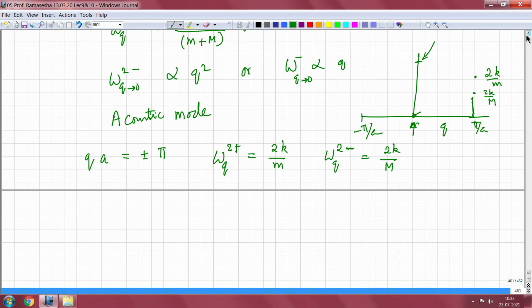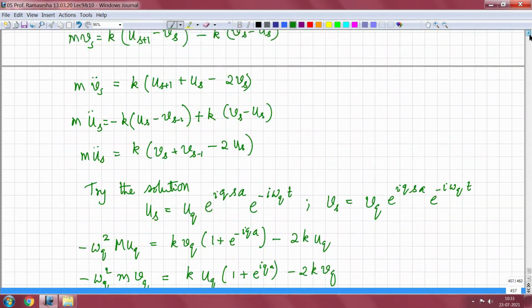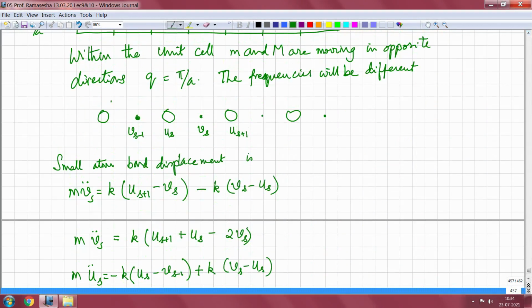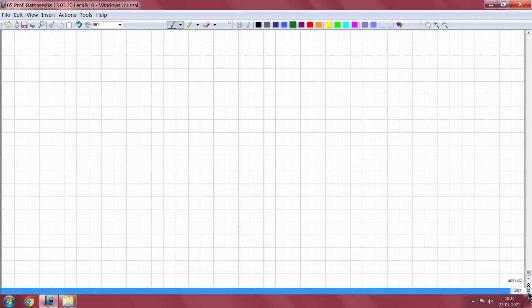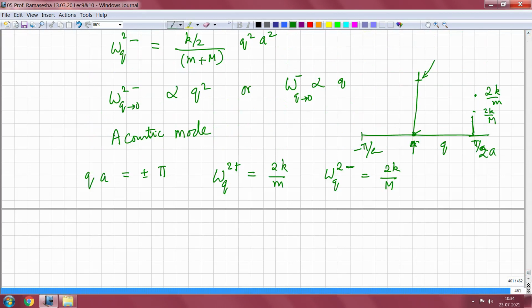So actually let me make this 2a so that I will get slightly different notation. So let me call this distance 2a. Then what one is looking at is things that are moving at pi by 2a. So this will be q equal to pi by 2a, and this will be 2a and this will be 2a also, because I want to do that simply, you will come to know why I am doing it. So this will be square root of 2k by m and 2k by capital M.